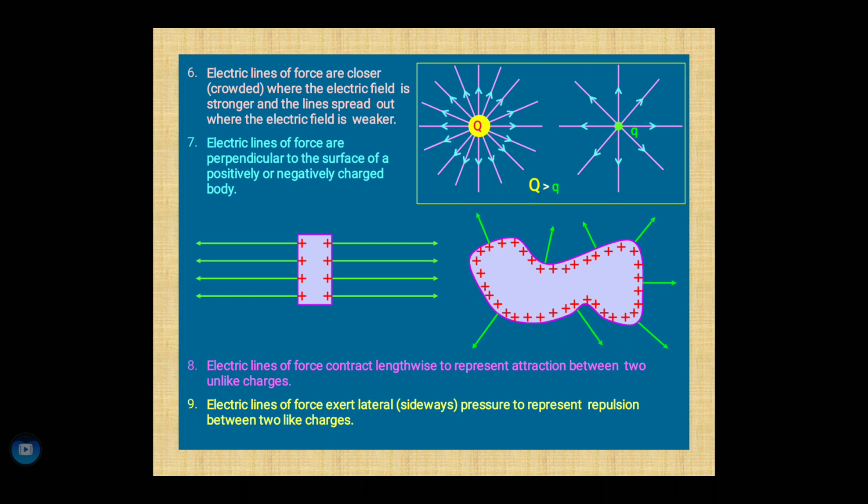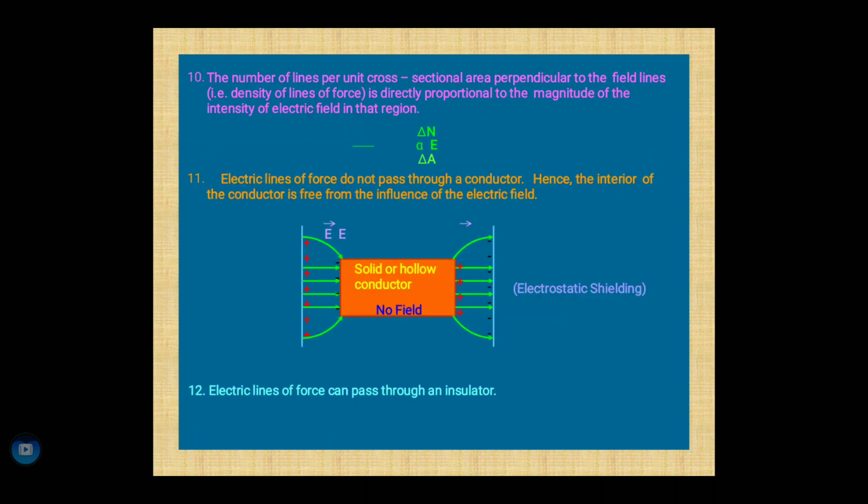Electric lines of force are closer or crowded where the electric field is stronger, and the lines spread out where the electric field is weaker. Electric lines of force are perpendicular to the surface of a positively or negatively charged body, you can see. And electric lines of force contract lengthwise to represent attraction between two unlike charges, and exert lateral pressure to represent repulsion between two like charges. The number of lines per unit cross-sectional area perpendicular to field lines is directly proportional to the magnitude of the intensity of electric field in that region.